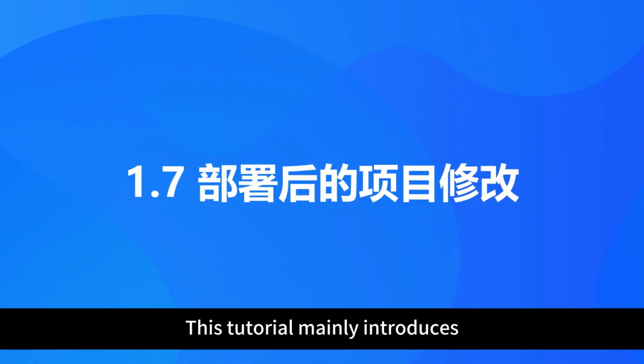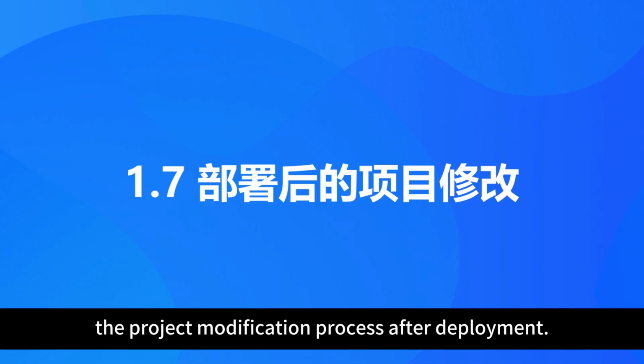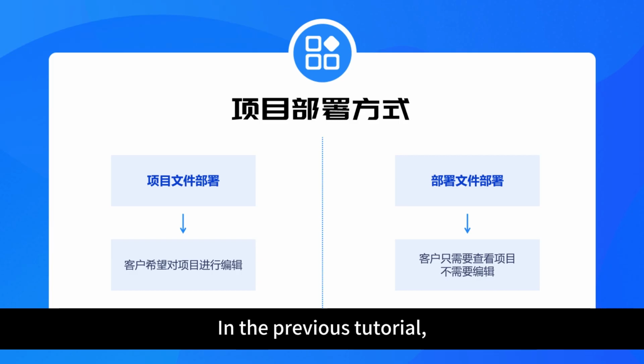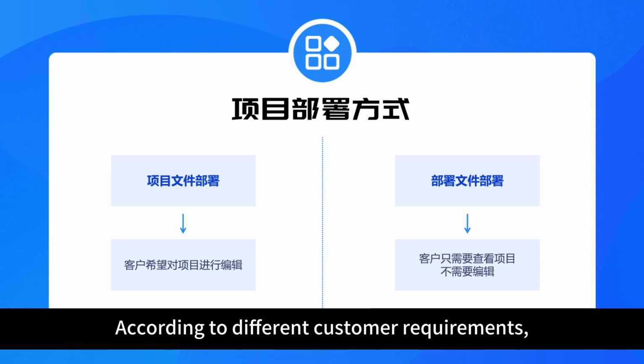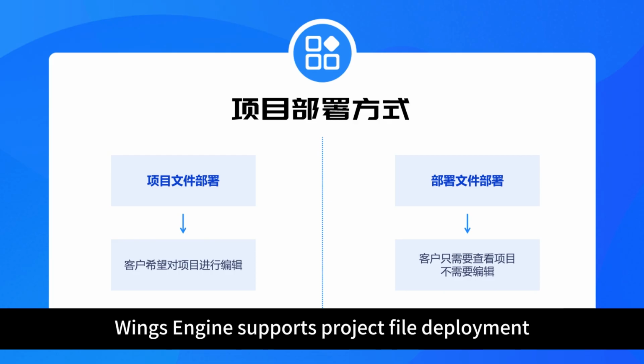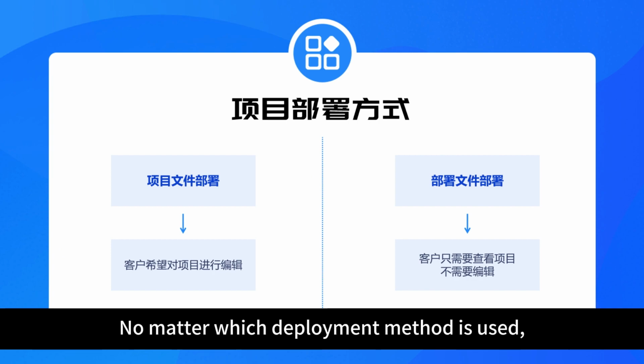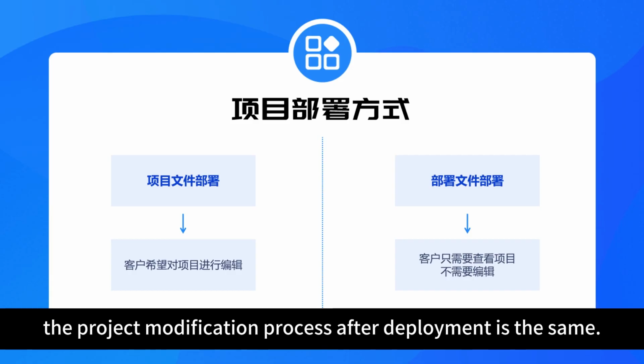This tutorial mainly introduces the project modification process after deployment. In the previous tutorial, we introduced that, according to different customer requirements, Wings engine supports project file deployment and deployment file deployment. No matter which deployment method is used, the project modification process after deployment is the same.